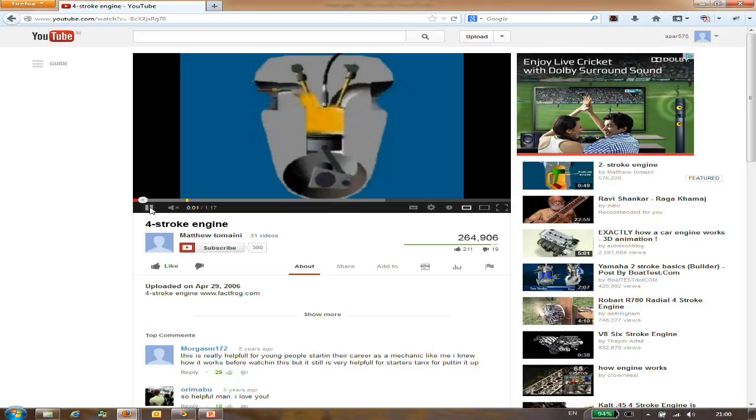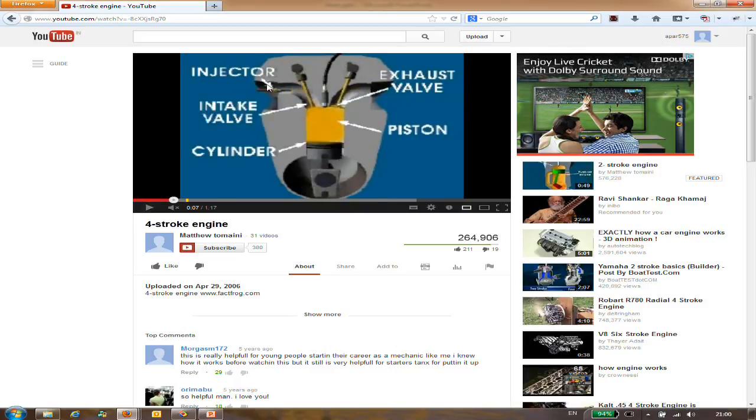Now let me run this video. Now you can see what's going on. You can see that this is what is called the intake valve through which the mixture of petrol and air is coming in. That happens when the piston goes down. Then the piston starts going up. At that point, it presses the mixture of petrol and the air.